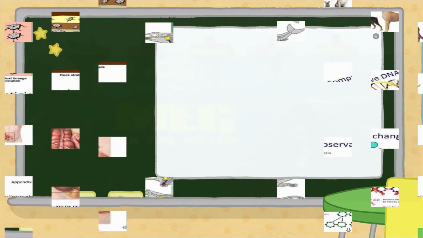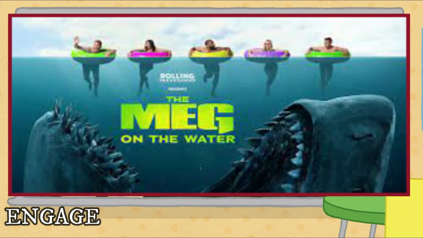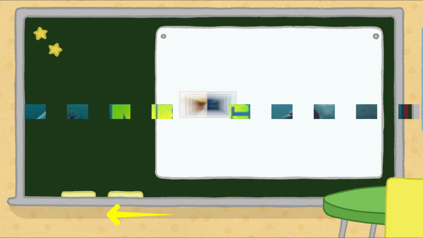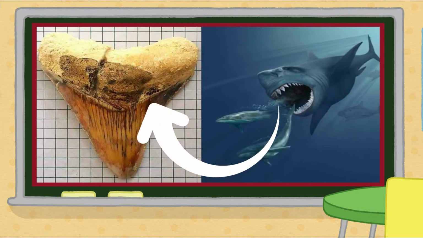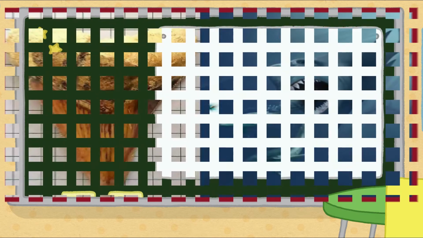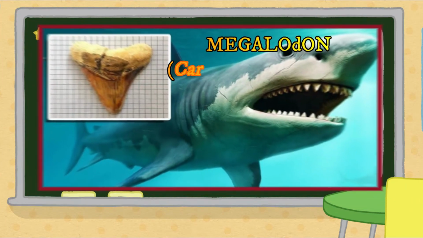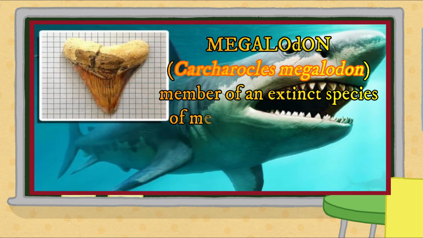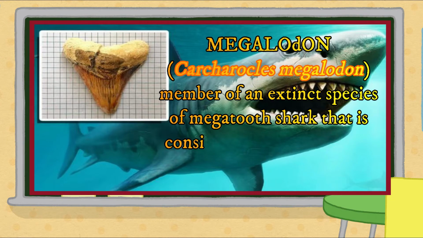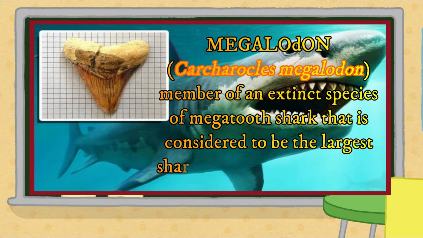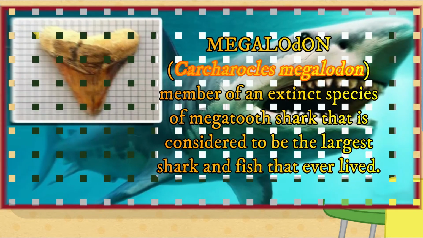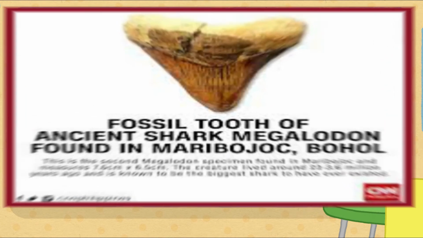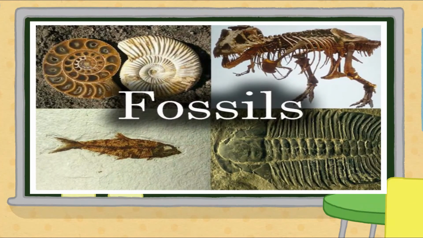Are you familiar with the movie entitled Meg? Or did you watch the news last July 2020 about a megalodon tooth found in Maribohok, Bohol? Megalodon, or with a scientific name of Carcharodon megalodon, is a member of an extinct species of megatooth shark that is considered to be the largest fish that ever lived. A megalodon tooth found in Bohol is an example of fossils, and one of the sources of evidence for evolution is the fossil records.